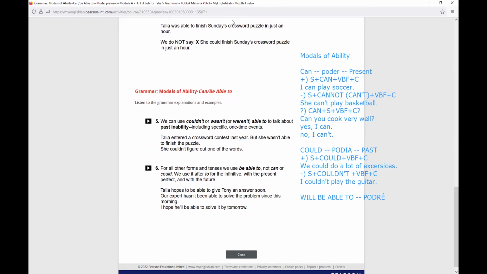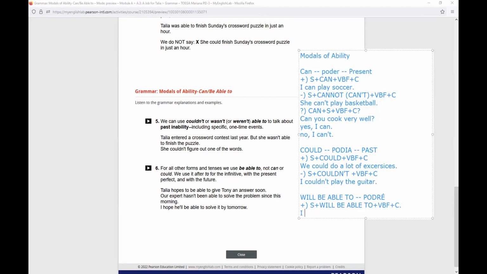Okay, what happened in the future? Let's go to the future. The future of can is going to be will be able to. So we're gonna use here with subject, will be able to, always static, plus the verb in base form and the complement.